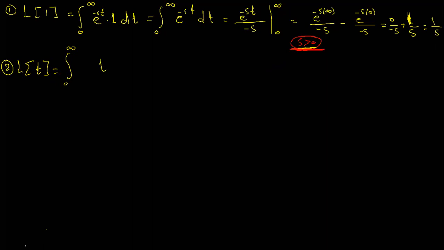My function is t, not t squared. Why did I write squared here? My function is given to be t here, so no need for t squared. So t, and you will multiply it by exponential negative st dt. So it's a rule: integrate from 0 to infinity the given function times exponential negative st.